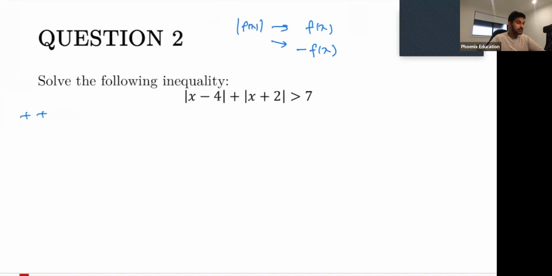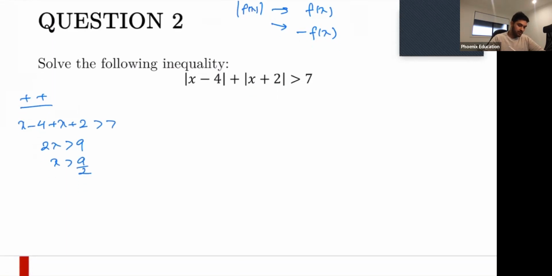So we'll look at both cases where they're positive. So this would be x minus 4, then x plus 2 is greater than 7. So pretty much just as we have it. If we solve this, this will give us 2x is greater than 9. And so x is greater than 9 on 2. Okay, so that's one of the potential solutions.